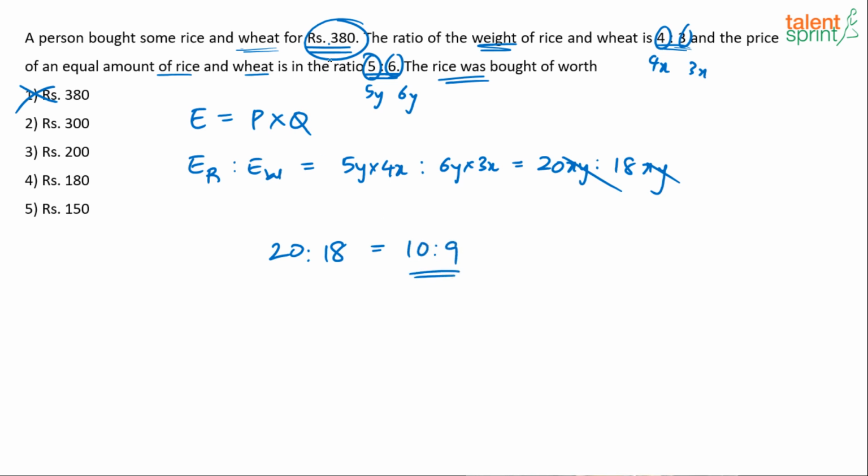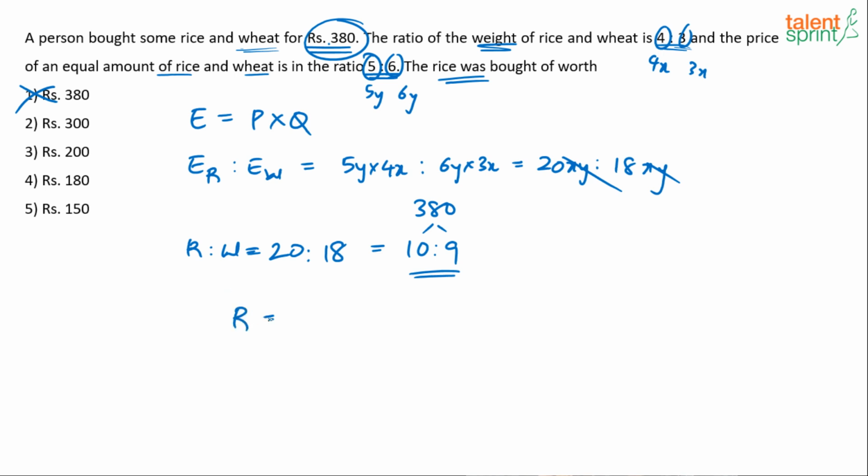That's it. Now divide 380 in this ratio. 380 has to be divided in this ratio. What do we want? We want the price of rice. Rice is at 20 parts, right? This is rice is to wheat. Be careful. Usually where we go wrong is the ratio is wheat is to rice and we consider it as rice is to wheat. That can be the silliest mistake that you would commit in the exam. So don't commit such errors.